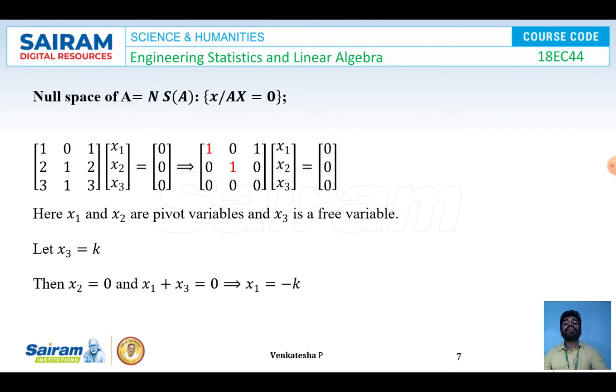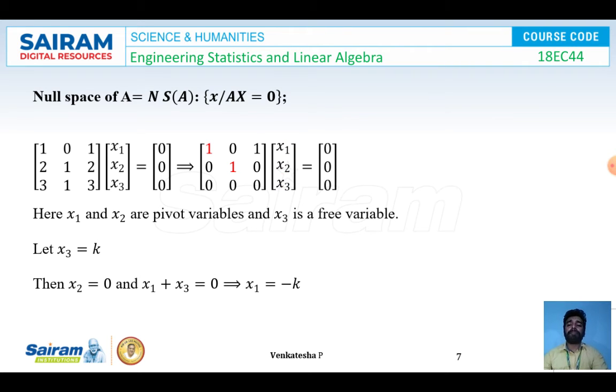Now, I am going to find the null space of A. The null space of A is given by the condition that Ax is equal to 0. So, consider Ax equal to 0 first. The A matrix is [1, 0, 1; 2, 1, 2; 3, 1, 3] along with the X matrix [x1, x2, x3] equal to [0, 0, 0]. After performing the row transformation to get an echelon form, I got the matrix A as [1, 0, 1; 0, 1, 0; 0, 0, 0], with the two pivot numbers 1 and 1 in the first and second column only, times [x1, x2, x3] equal to [0, 0, 0].